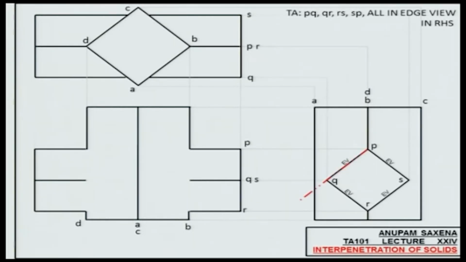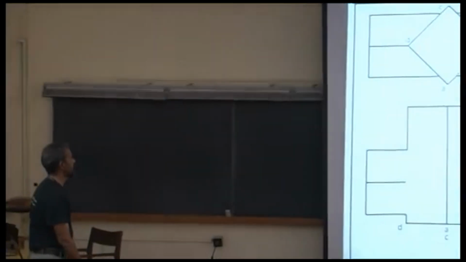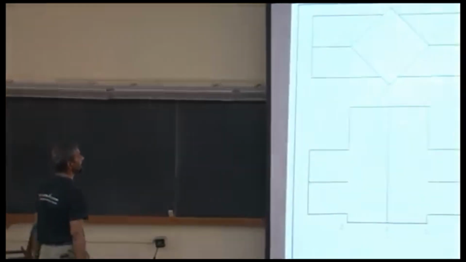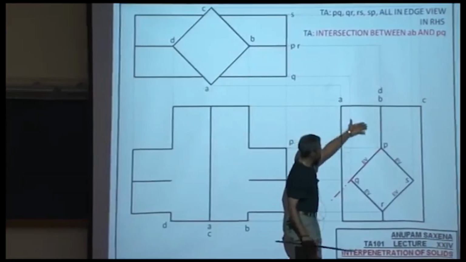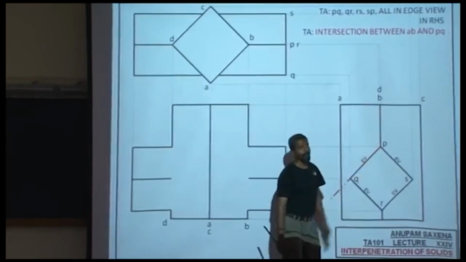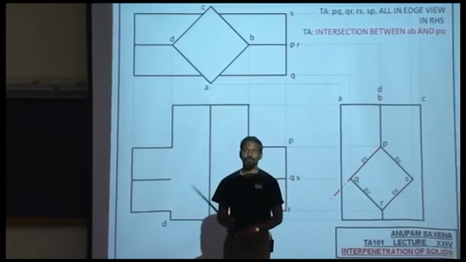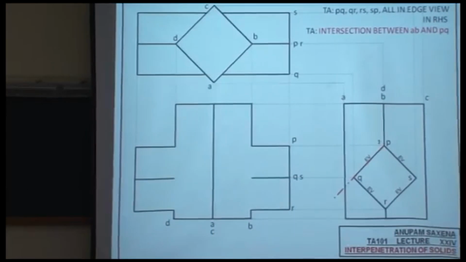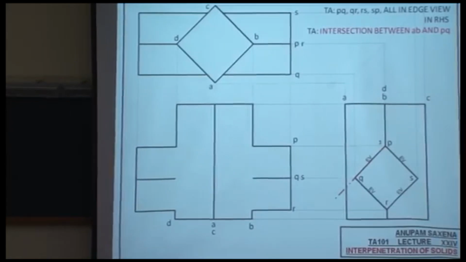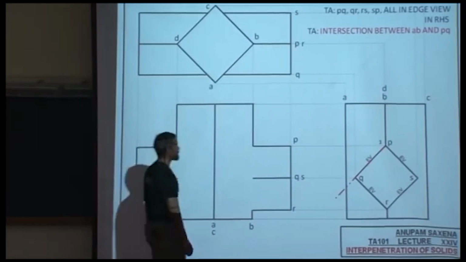All right, so extend this plane PQ. Where do you expect the first point of intersection? So if you are trying to figure the intersection between two planes AB and PQ, so this is plane AB and this is plane PQ, where do you expect your first point of intersection to be? Here? Okay? It's quite obvious, na?